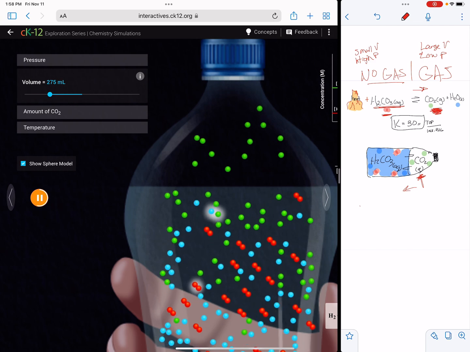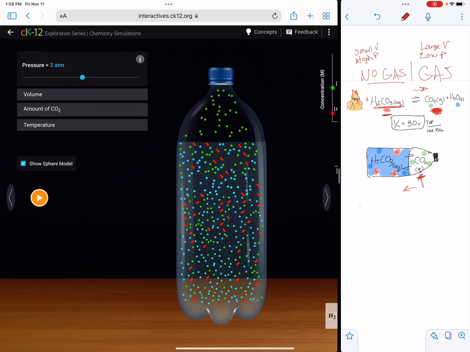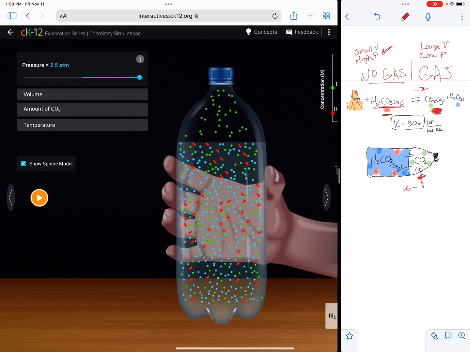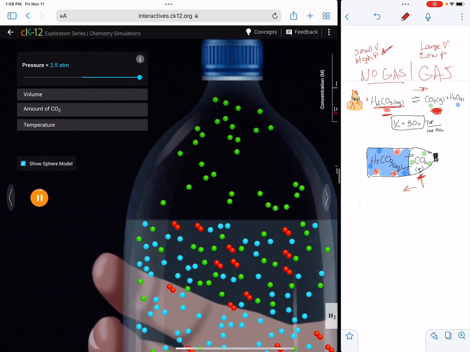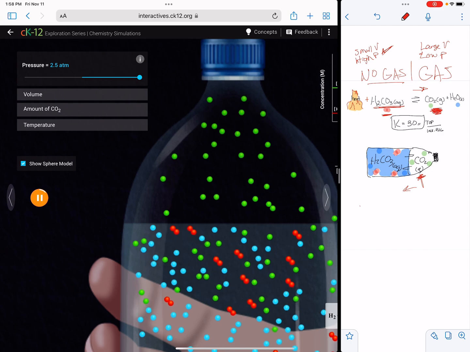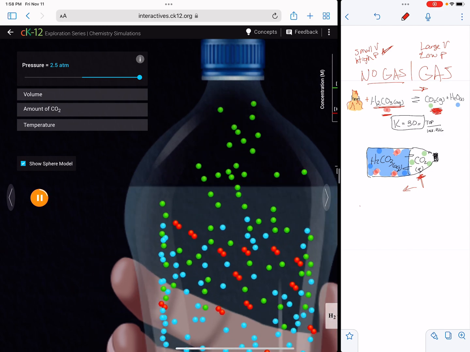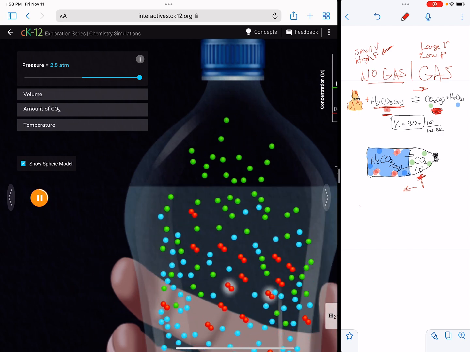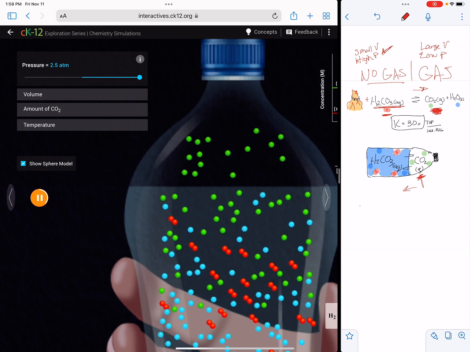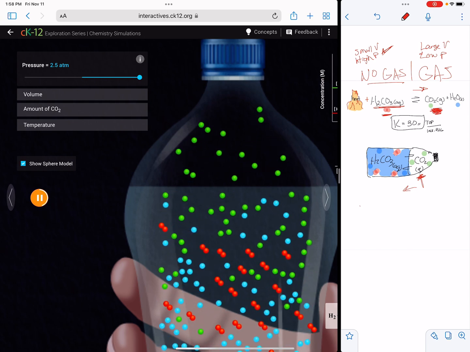Now let's see this effect again with pressure. If we increase the pressure, that's going to shift us in that direction of the gases. So we're going to increase the pressure right there. So you can see how increasing pressure is the same thing as decreasing the volume. And again, with the pressure, it doesn't want to be the gas form. It wants to be the dissolved form, the red one.